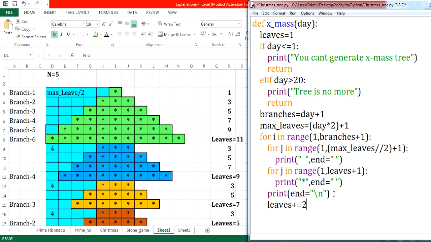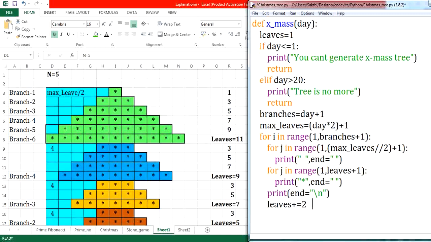Now let me execute this for you. So far what we did, we have drawn this part 1 alone. Now let us execute this program. Let me run this one.